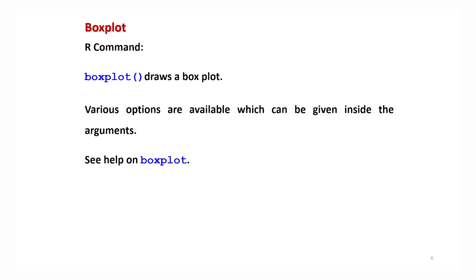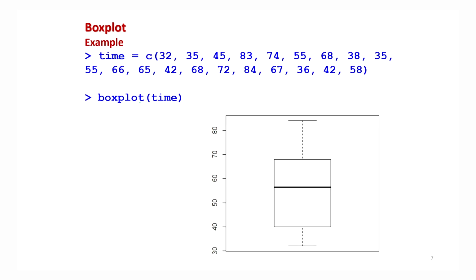If you want to draw this box plot in R software, then the command is boxplot, and inside the parenthesis you have to give the variable, right? And if you go to the help menu of boxplot in the R software, there are several options which are available here. Let me give you some idea how you can do it. If I take the same data set, time, which I took earlier, and make the box plot of time, it will look like this.